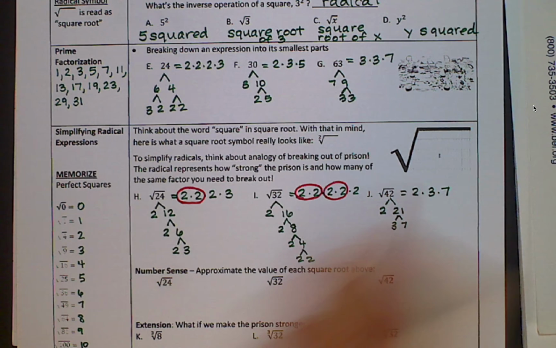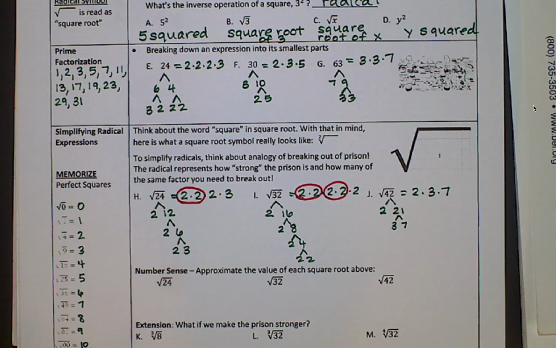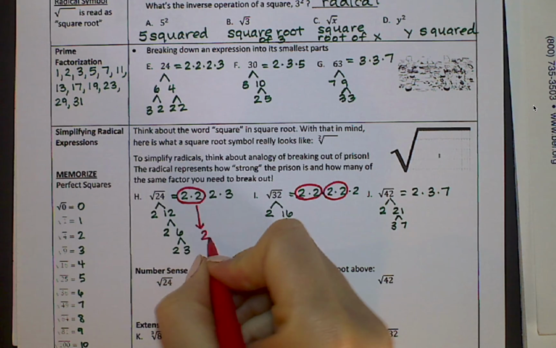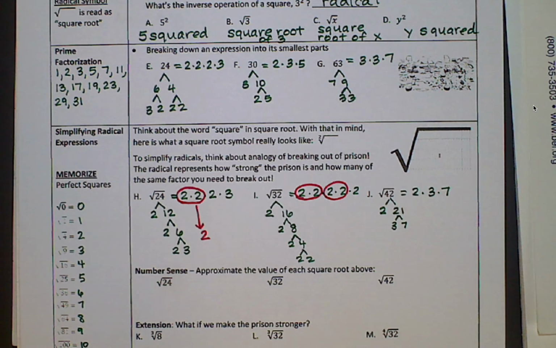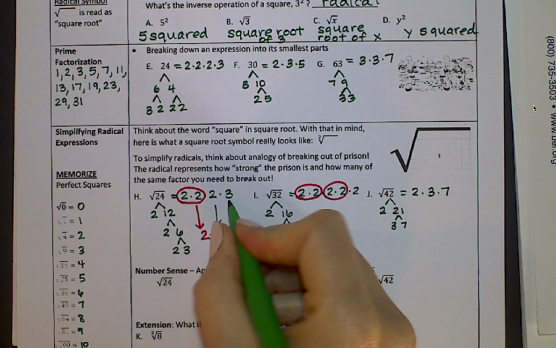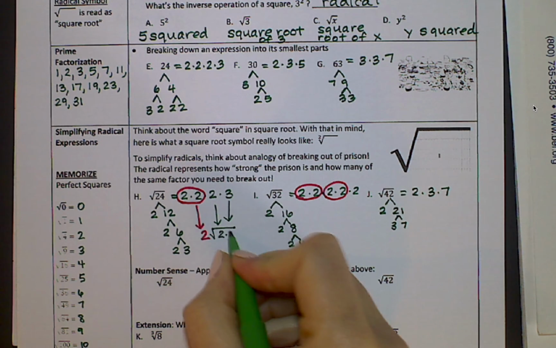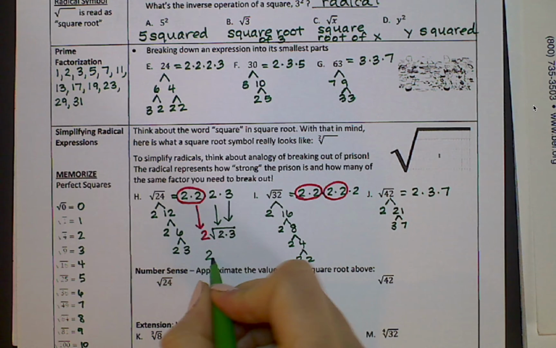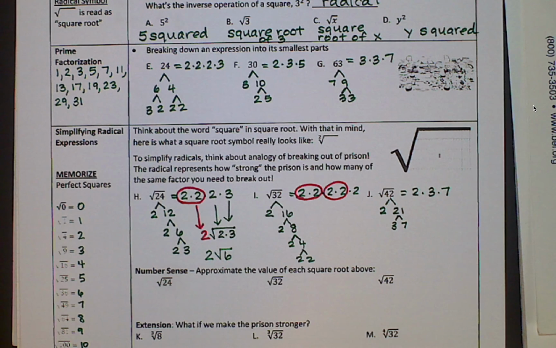And I have no pairs here. When it's a pair, they go outside the radical. So this 2 comes outside my radical. When it's not paired, it goes inside my radical. So this 2 and this 3 are going to go inside my radical. And then I'm going to rewrite this with the 2 times 3. So this would be 2 radical 6, which would be essentially what the simplification of radical 24 is.